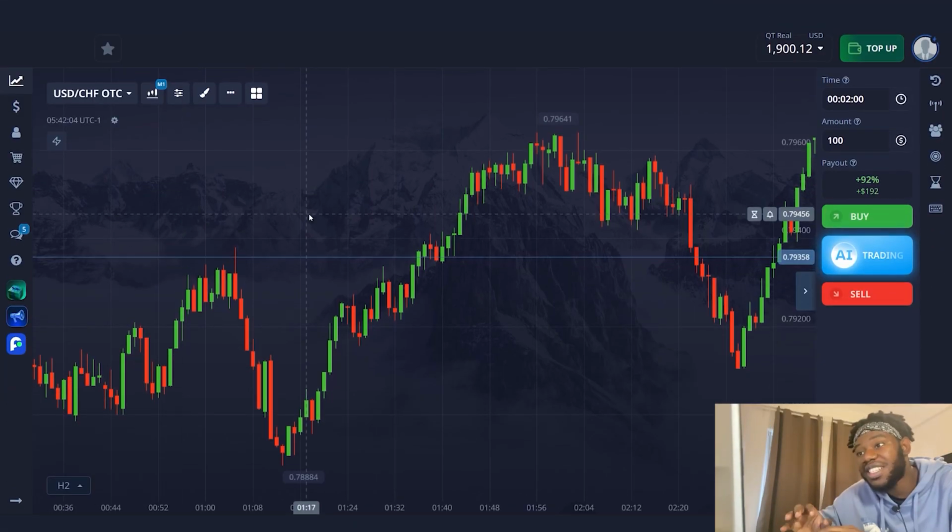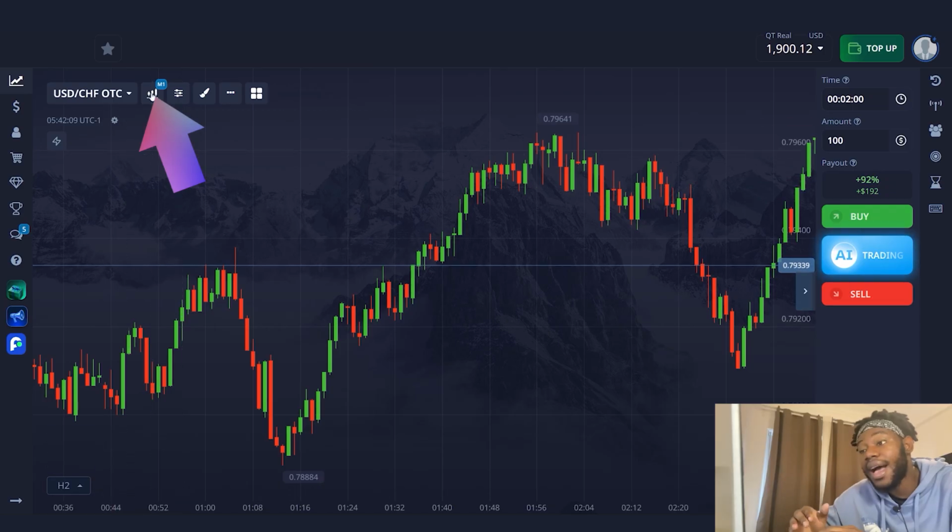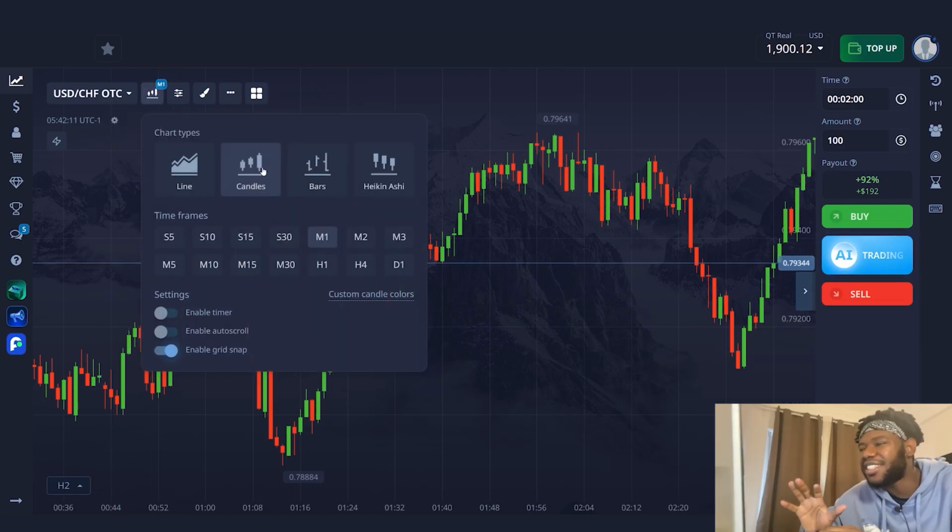Now, I'll show you the settings that I use when working with the strategy. You can use them. They have already been tested and are definitely reliable. I use the candle chart type. The time frame will be 1 minute.